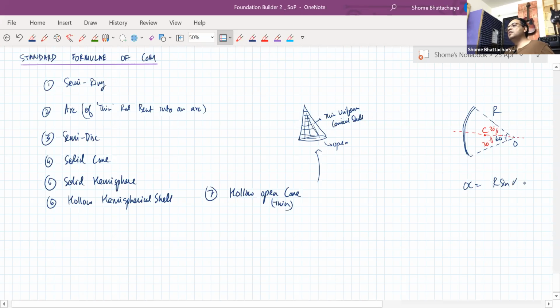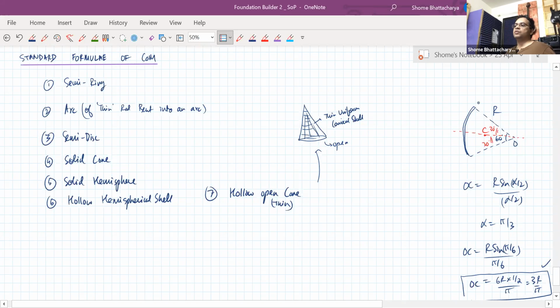R sine alpha by 2 divided by alpha by 2. So here alpha will be how much? 60 degrees or pi by 3. So OC will be R sine pi by 6 divided by pi by 6. So that will be 6R into half divided by pi, or 3R by pi. So this is all the time it should take. It should not take more than this much time to work out where the center of mass of this thin arc is. This is example 2 from here. That competence you have to have.